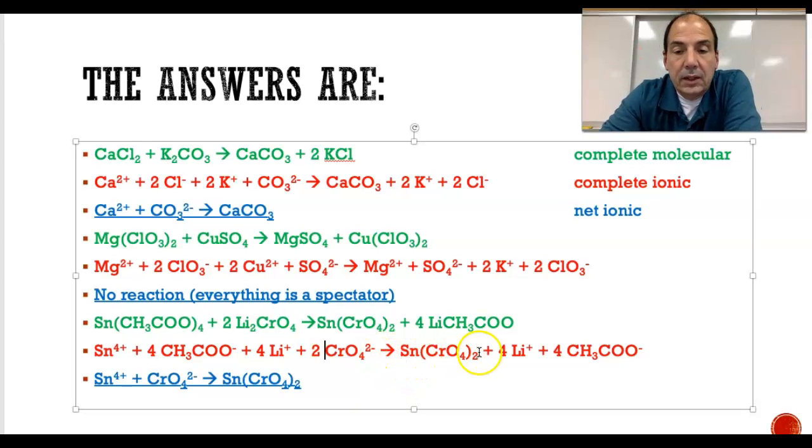And then we would get our precipitate of tin 4 chromate, and then lithium acetate would dissociate very well. So now we eliminate spectator ions of lithium and acetate, and we're left with tin 4 ions plus chromate yields tin 4 chromate. All right.